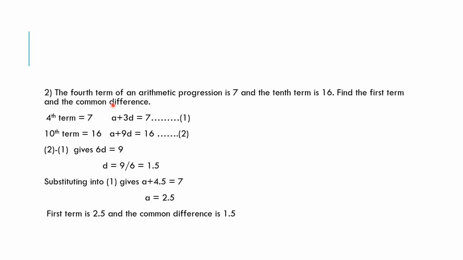The fourth term of an arithmetic progression is 7 and the 10th term is 16. Find the first term and the common difference. The fourth term is given to be 7, so a plus 3d is 7. The 10th term is 16, so a plus 9d is 16. Subtracting equation 1 from equation 2 gives 6d equals 9, and d equals 9 over 6, that is 1.5. Substituting into equation 1 gives a plus 4.5 equals 7, so a equals 2.5. So the first term is 2.5 and the common difference is 1.5.